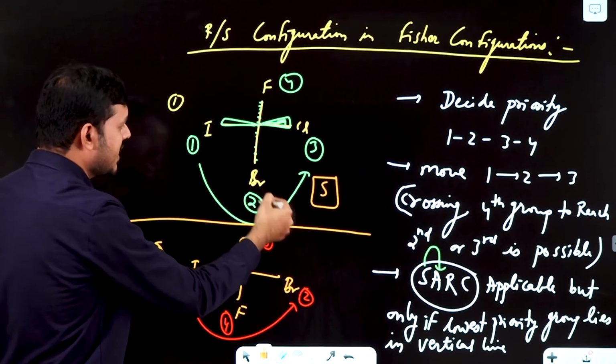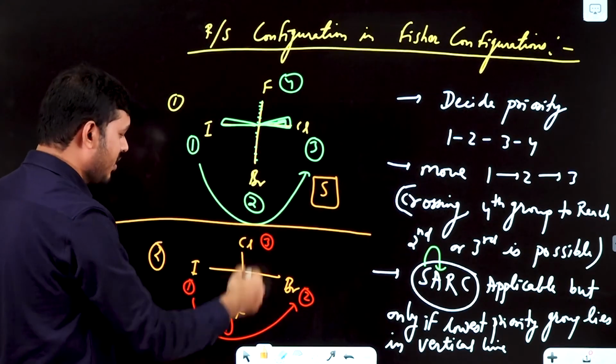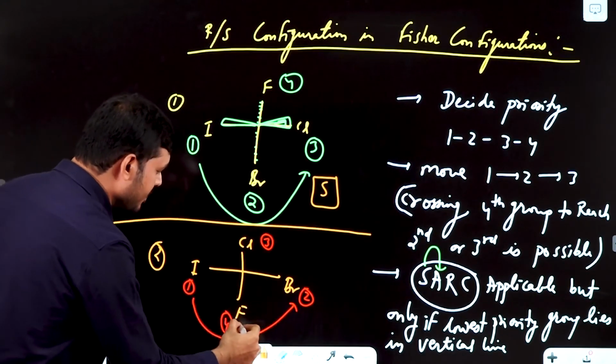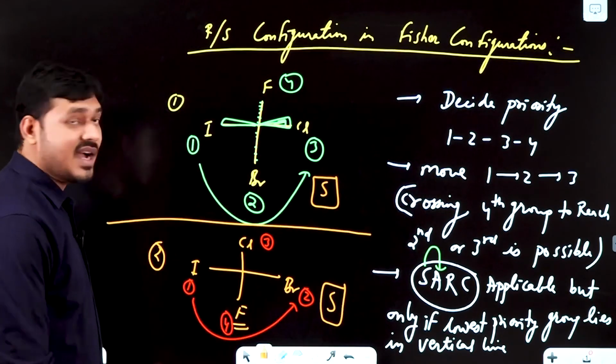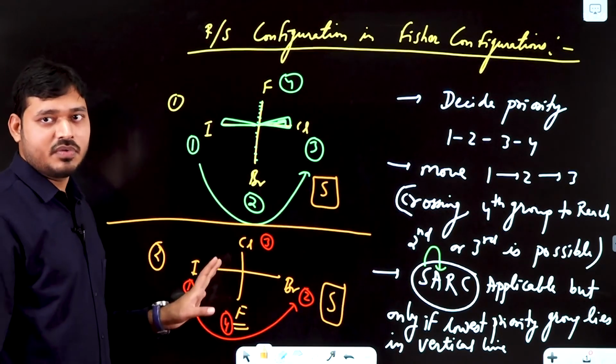Okay. Now this one is S because it is anti-clockwise or left, and this one also anti-clockwise and lowest priority on vertical line. So this will be also S configuration. I think it is very clear to all of you, right?